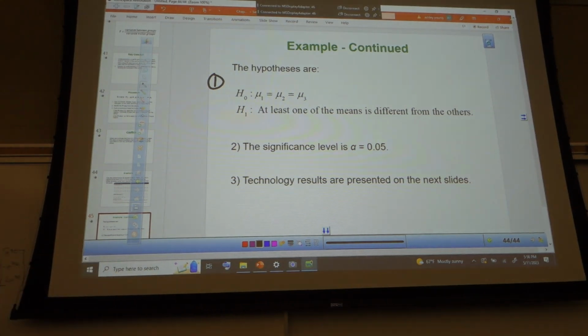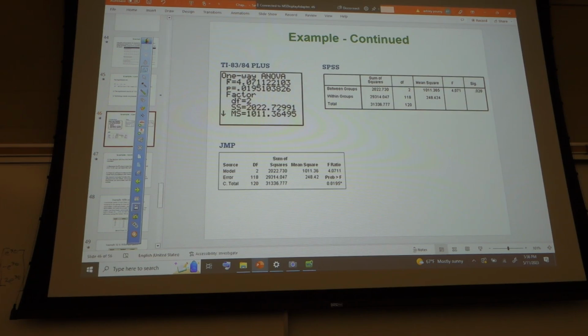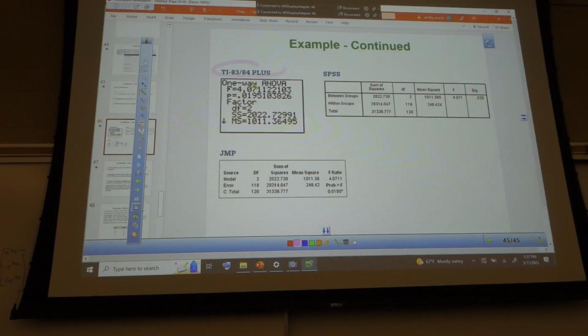And then step 3. We would put group 1 into list 1, group 2 into list 2, group 3 into list 3, and then do an ANOVA test on those. We would get a result that looks something like this. This is our TI-84/85. We care about the p-value and the F statistic. Those are the two things you need to write down: the F stat and the p-value.